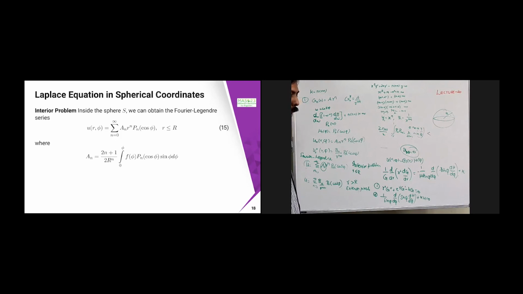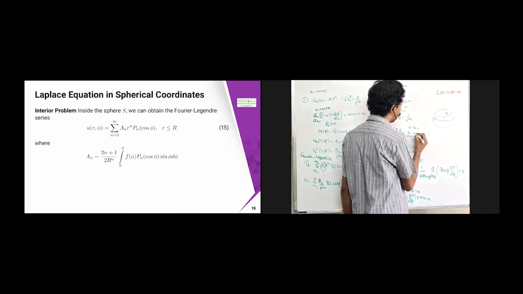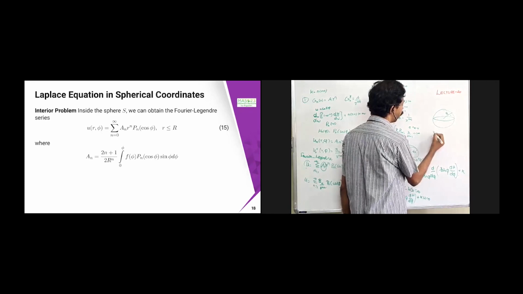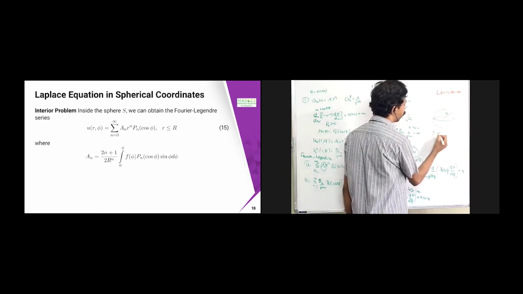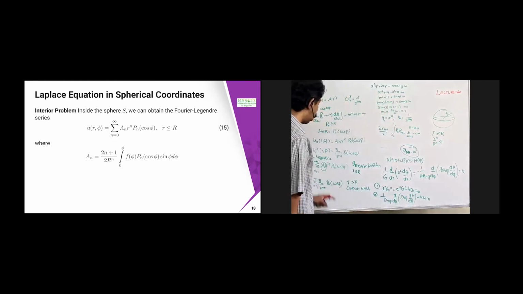So now you can see here why I mentioned that r by R power n is there. You can verify that. r less than or equal to R means r power n by R power n is less than or equal to 1. If it is less than or equal to 1, this series is going to converge. Only then is this series going to converge.